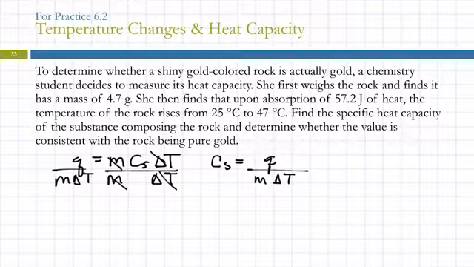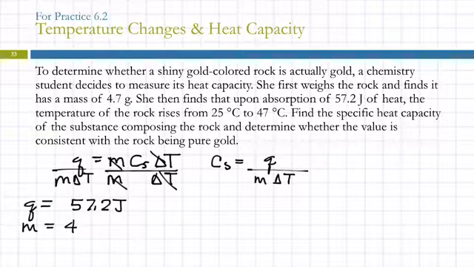Q is heat. Okay, it absorbs 57.2 joules of heat. So Q equals 57.2 joules. Q can be positive or negative. You can gain heat or you can lose heat. Is this positive or negative? It's positive. Because here the rock is the system. The rock is gaining energy, it's positive. And the mass is given to us, 4.7 grams.